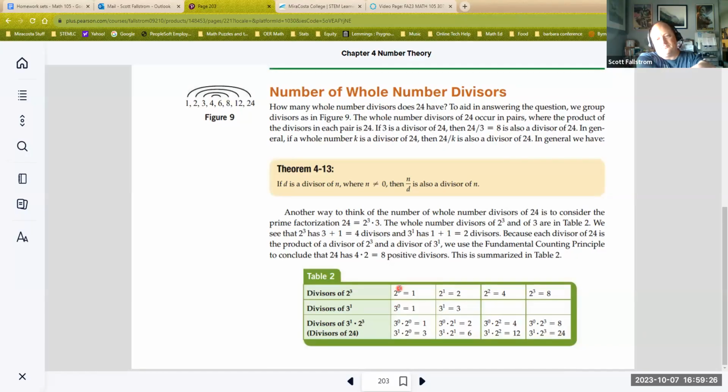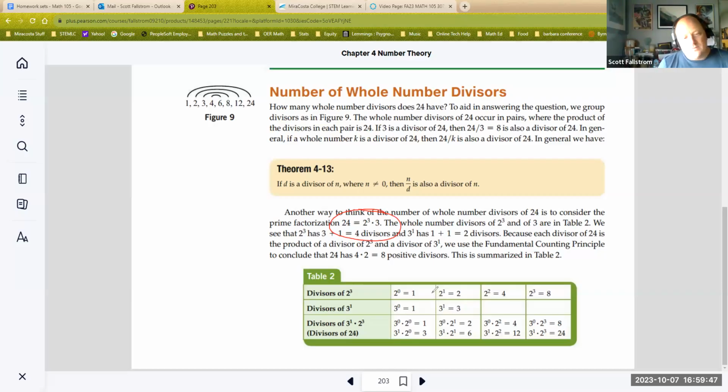So if you were trying to look at how many divisors a whole number had, remember that table we had a couple pages ago, the idea could be to say, well, wait a minute. I know what divides, let's say, particular numbers. And in this case, they're doing the number 24. How many total divisors does it have?